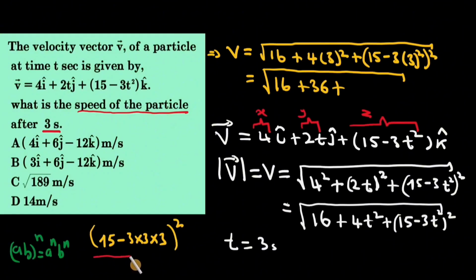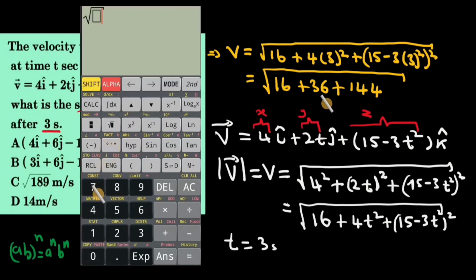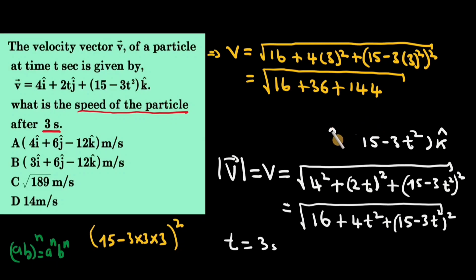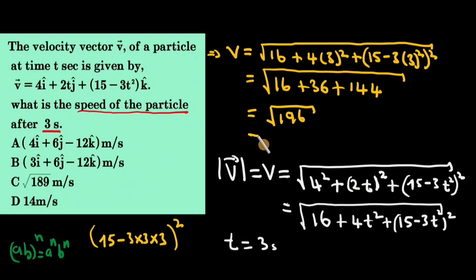That means when I simplify this, I'll have 144 here. Now 16 plus 36 plus 144 will give the square root of 196, which is 14. That is 14 meters per second. If you look at the options given here, you will see that option D is the right answer.